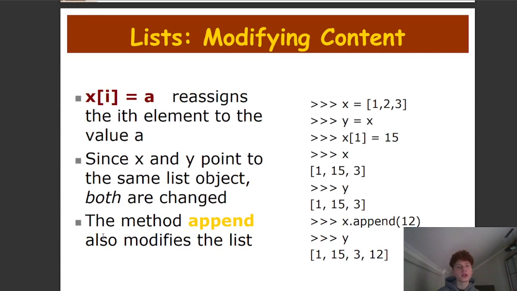List modifying content. Reassign the i-th element to the value a. Since x and y point to the same list object, both are changed. The method append also modifies the list. Example.